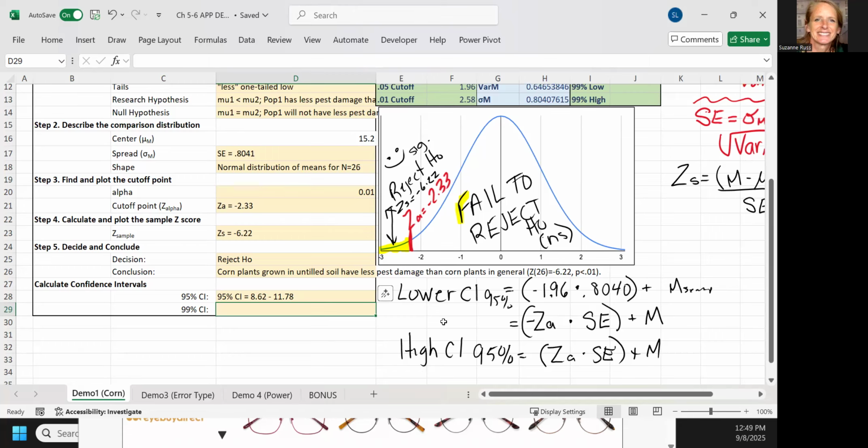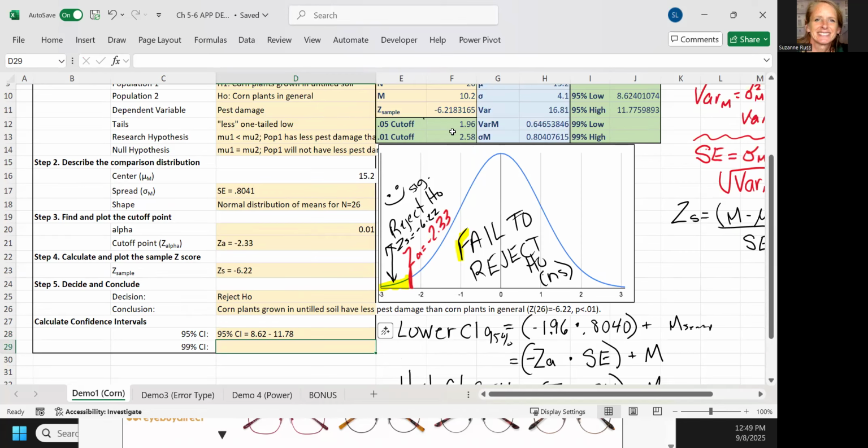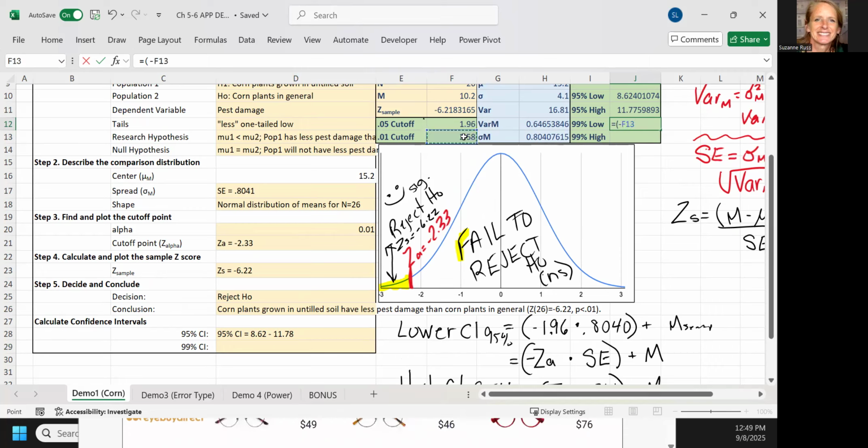You can undoubtedly guess that the formula is exactly the same, except we're using the 99% cutoff right here. So let's get our equal sign, parentheses. We're doing the lower end, so we'll put our minus sign, 2.58, times our sigma M, or SE. And then we're going to add the mean. And so we get 8.12 for the lower end, or 8.13. The high end is the very same formula. We're going to get the 2.58 times the sigma M, or the SE, and add the mean. And that gives us a high end of 12.27.